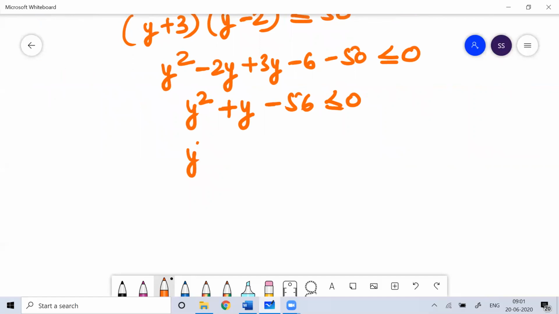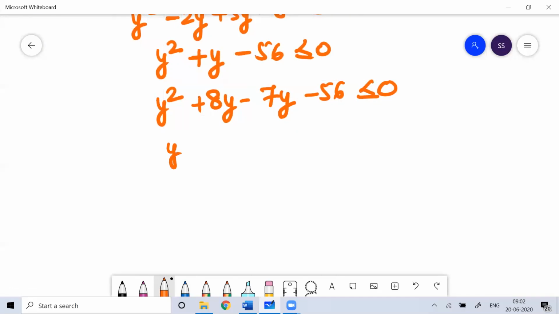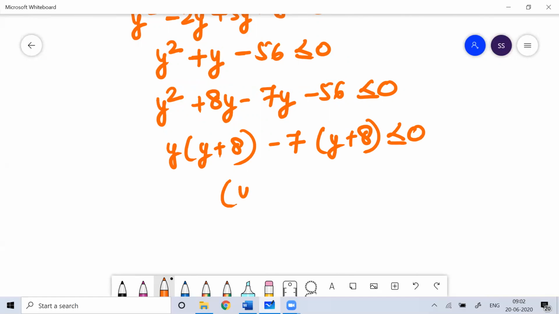So I can write this as y square plus 8y minus 7y minus 56 is less than or equal to 0. So this will be y into y plus 8, minus 7 into y plus 8, less than or equal to 0. So y minus 7 into y plus 8 is less than or equal to 0.